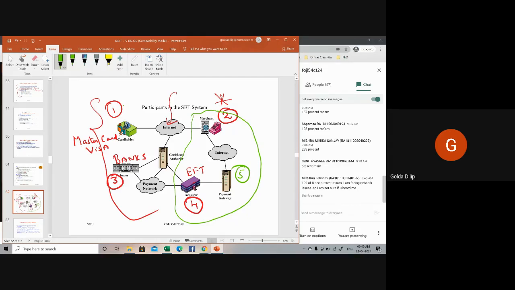Then you have one more party here, the CA. Who is the CA? The certificate authority. It is a trusted authority that provides the public key certificates to the various parties, that is to the card holder, to the payment gateway, and to the merchant. To all these people, it needs to provide the public key certificates. That is issued by the certificate authority.